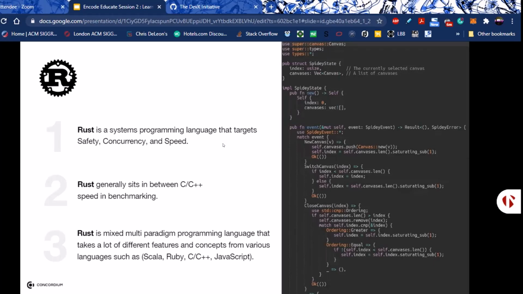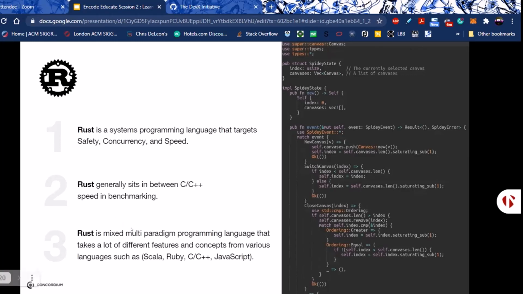Rust generally sits in terms of speed in between C++ and C. So when you've seen different benchmarks, it's actually as fast, and in some contexts is actually faster than C++, and even C in some instances.